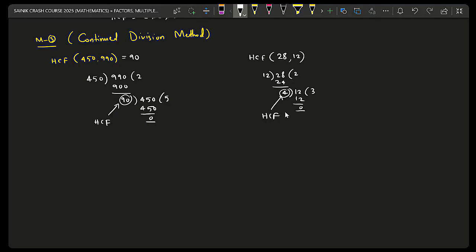So like this, you can find the HCF in the continued division method. Until we get 0 remainder, we have to continue.